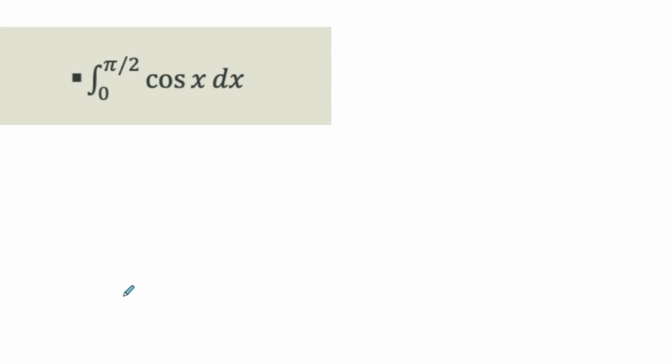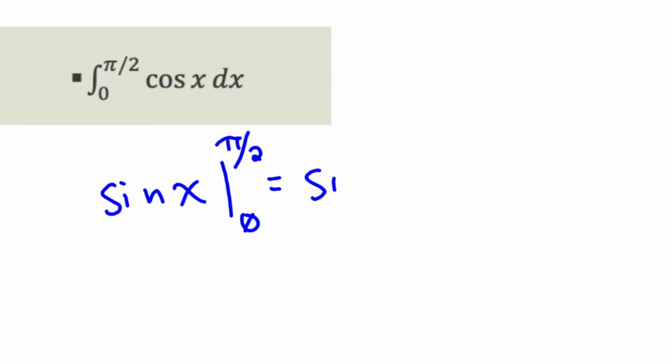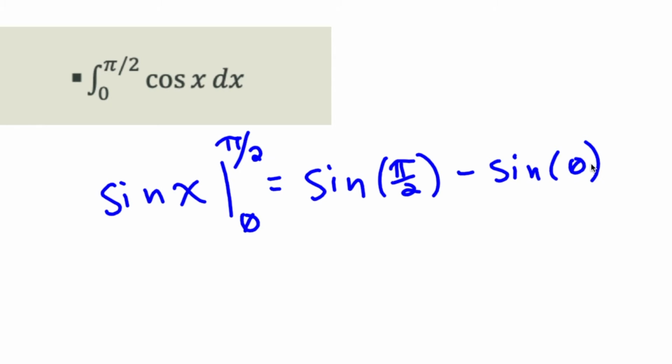Here we go. Integral from 0 to pi over 2 of cosine x. So we got to say, okay, what is the integral of cosine? And hopefully you are thinking sine, because if we take the derivative of sine, we get cosine. We're going to evaluate this from 0 to pi over 2. Plug them in. Top one goes first. Sine of pi over 2 minus sine of 0.